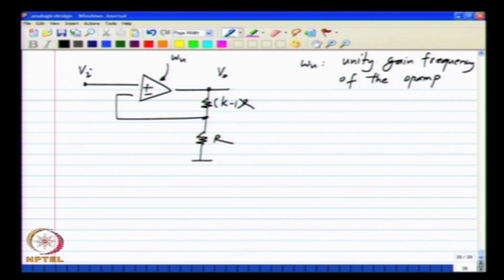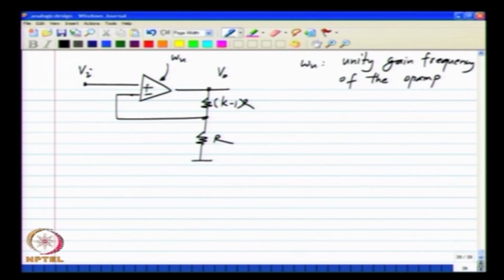Okay. If you look at any op amp data sheet, you will see the unity gain frequency listed. Typically it is listed in hertz. We have been using omega u, which means that our omega u is in radians per second, but whatever it is, once the unity gain frequency of the op amp is known, you can calculate either the time constant or the bandwidth of any circuit that you make using the op amp. Okay.